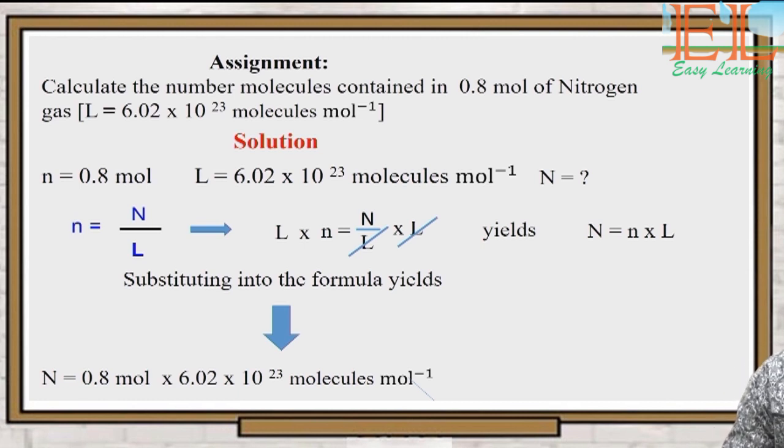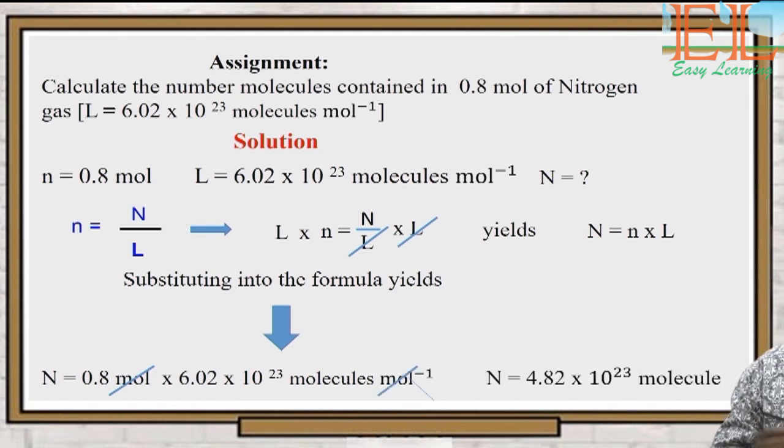You can see from the expression that mole will cancel per mole, and this will give the final answer to be uppercase N is equal to 4.82 times 10 raised to the power 23 molecules. I hope you all got the answer correct.